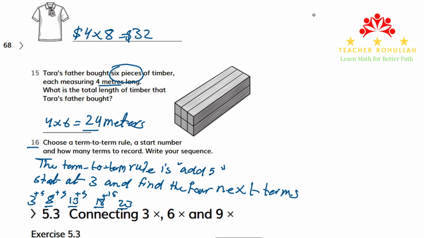You can make your own sequence. You can have your own term-to-term rule, your own starting number, and you can say how many of the next terms should be found. You don't have to write the same term-to-term rule, the same starting number, and the same number of terms that I have written here. We are done with question number 16.